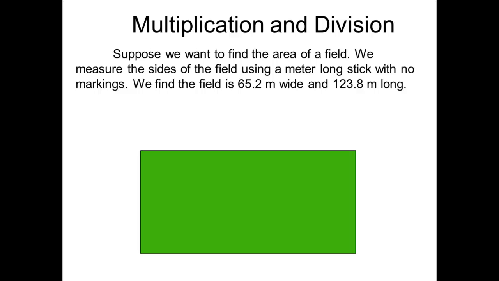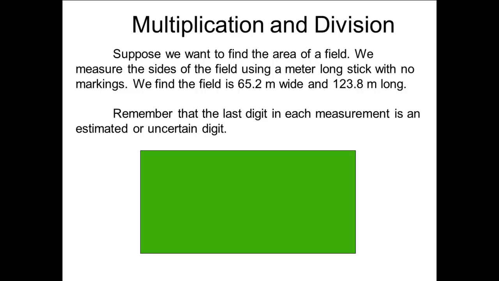Multiplication and division. Suppose we want to find the area of a field. We measure the size of the field using a meter-long stick with no markings. We find the field is 65.2 meters wide and 123.8 meters long. Remember that with measurements, the last digit is uncertain. To find the area of the field, we multiply the two lengths together: 65.2 meters times 123.8 meters. The calculator gives us 8,071.76 square meters.